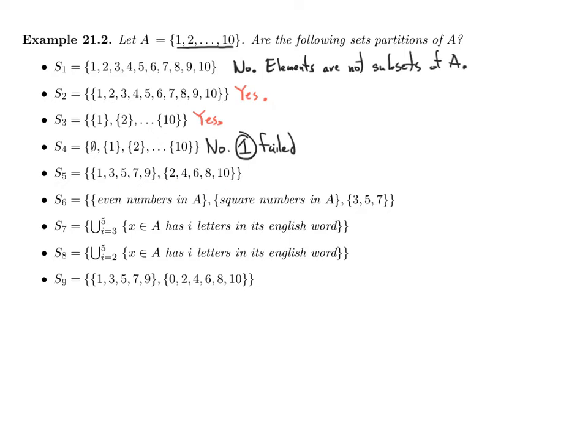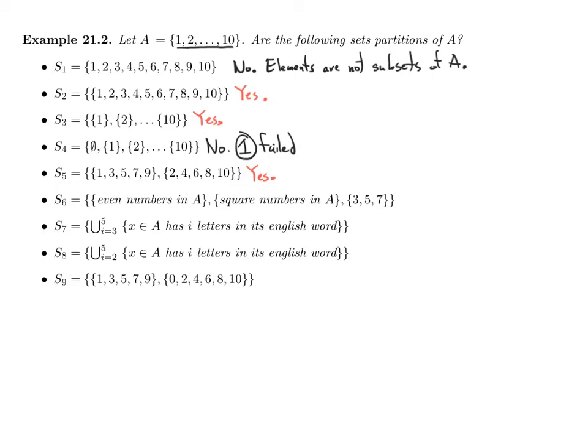S5. Well, here we have 2 sets. So the elements are subsets of A. That's great. The empty set isn't in here, so it passes condition 1. These are all of the odd numbers. These are all of the even numbers. So the intersection of these 2 sets is the empty set. That's great. Condition 2 is satisfied. They don't share any elements. Condition 3, if we take the union of all of these sets, do we get back our original set? We do. 1, 2, 3, 4, 5, 6, 7, 8, 9, 10. We got them all. This is indeed a partition.